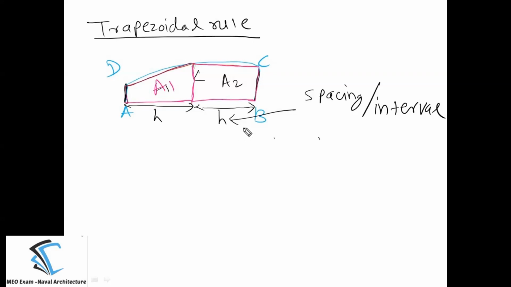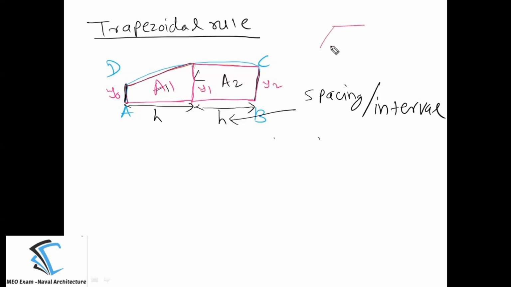So now, we have these ordinates. I will call them y0, y1 and y2. So y0, y1, y2 are the ordinates, and the spacing between each consecutive ordinate is h. This is region number 1, which we are calling A1, and region number 2 is A2. So I will calculate the area of region number 1 by using the trapezoidal formula. We know that the trapezoidal formula is like this.